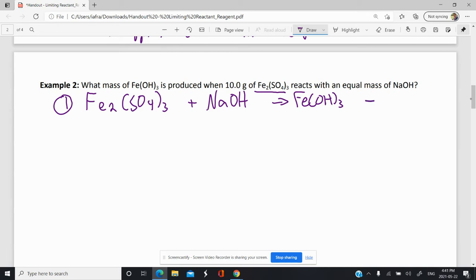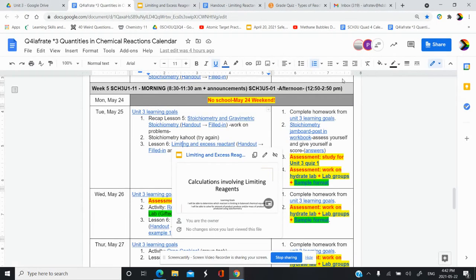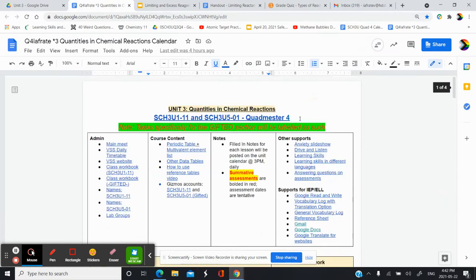But then we have to write our other product as well, don't forget, because we have to write a balanced equation out. So if you don't write the full equation, you're not going to be able to balance it, and your stoichiometry is going to be off. So the other one is Na2SO4. And as you already know, you could always check the states of your products.